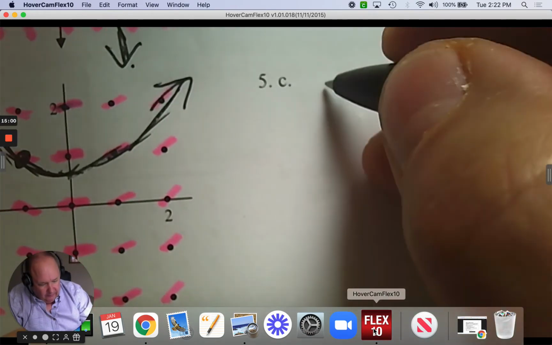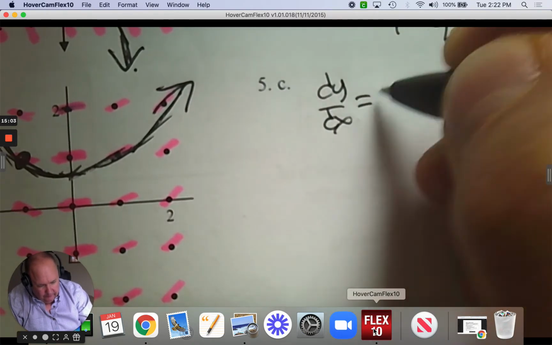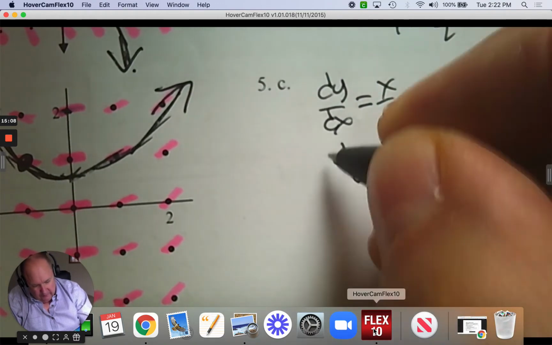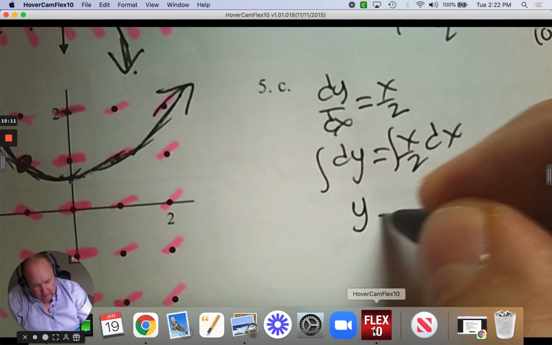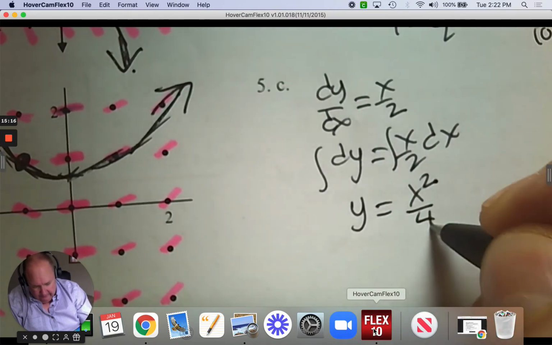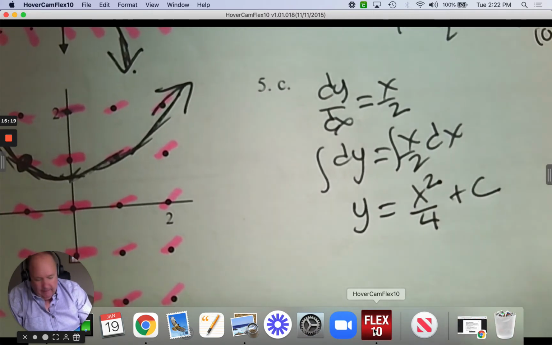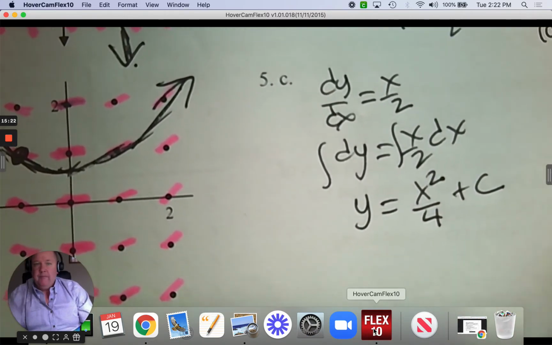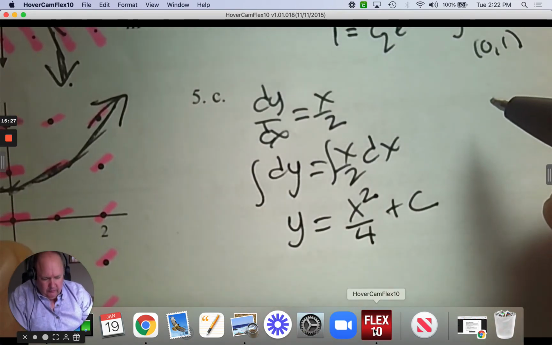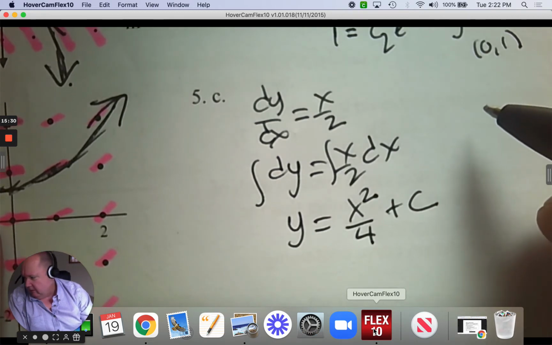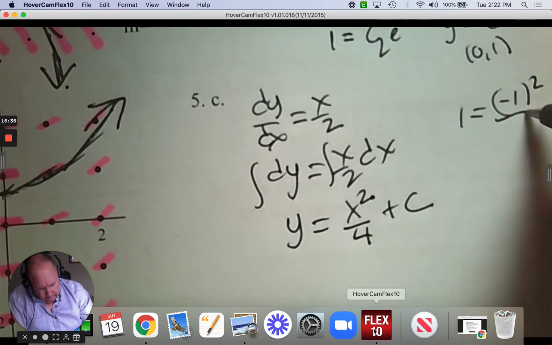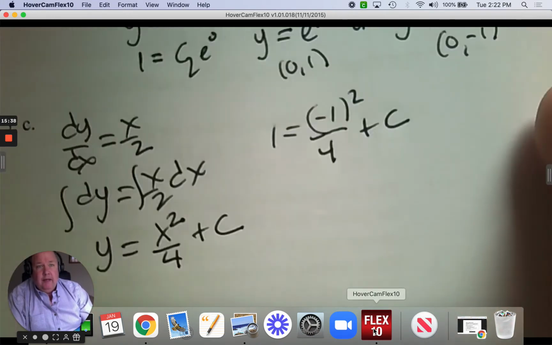And now 5c, can you solve that diffie-q? So separate the variables, multiply by dx. Integrate both sides. So that's y equals, so add 1 to the exponent, and then divide by that, plus c. So I get x squared over 4. And then plug in the point to find it. So the point we went through again was negative 1, 1, right? Yeah. So plug in negative 1 and 1.